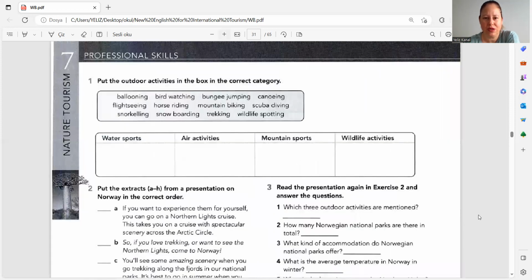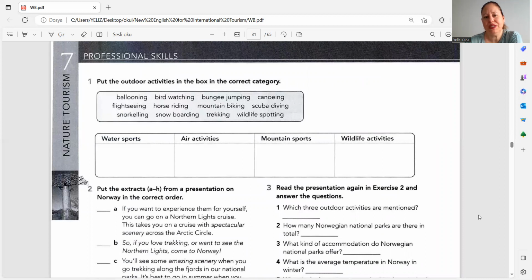Let's make it bigger. Okay. Put outdoor activities in the box in the correct category. Okay, we have another category exercise here. We have outdoor activities in the box. Let's see them. Ballooning, bird watching, bungee jumping, canoeing, flight seeing, horse riding, mountain biking, scuba diving, snorkeling, snowboarding, trekking, and wildlife spotting. And the categories are water sports, air activities, mountain sports, and wildlife activities.